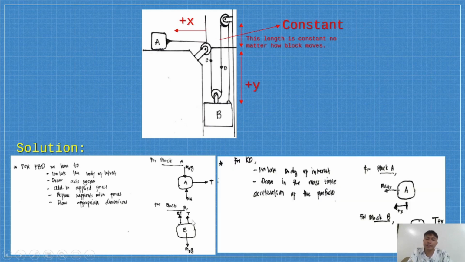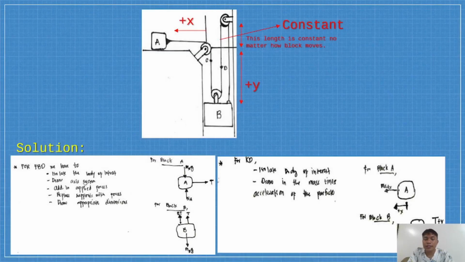So, for the KD or kinetic diagram naman din, we have to isolate the body of interest and draw the mass times acceleration of the particle, which is what we did here. As I've said kanina, we already defined the axis system of our isolated bodies. So, here, positive X dito, which is mass of our block A multiplied by the acceleration with respect to our X-axis. And for block B naman din, pababa, which is mass B times acceleration B, Y.